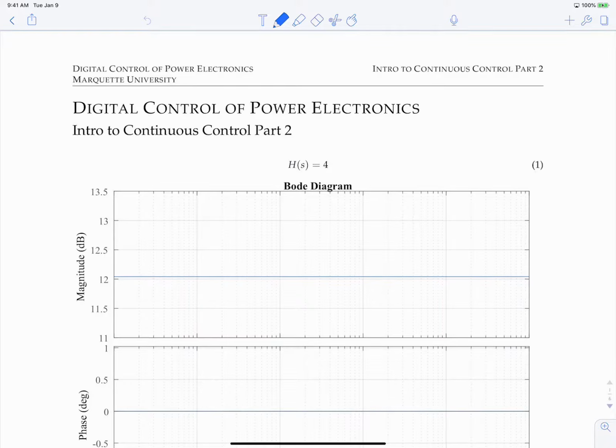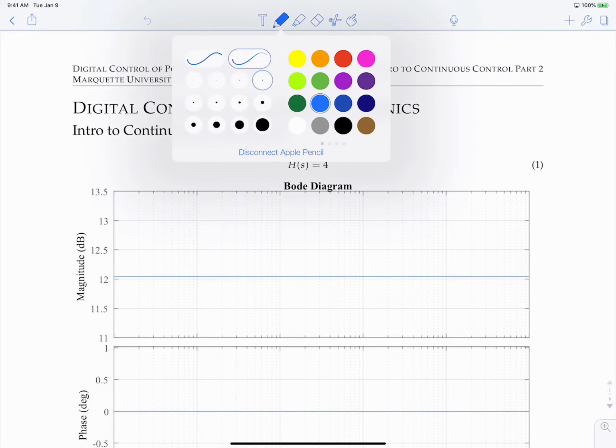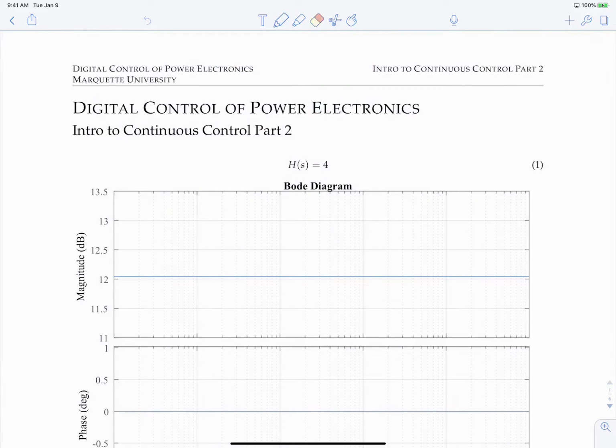Good afternoon. This is Professor Nathan Weezy of Marquette University, and in this section we're going to talk about continuous control part 2. And this whole section is mainly going to just focus on transfer functions and what their Bode plots will look like.